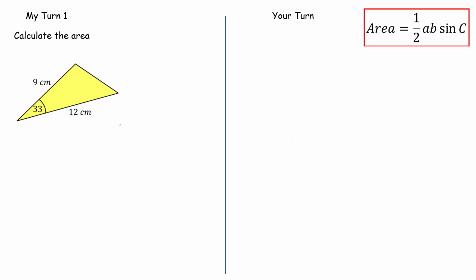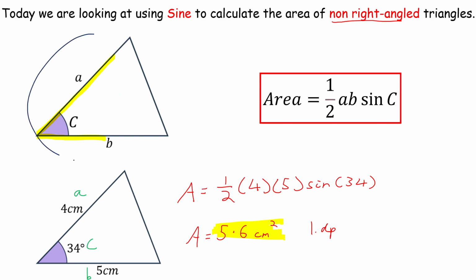But this one here again, very similar to the previous one. It says calculate the area of this triangle. We'll begin again by labeling up your triangle. It's really important that this triangle is in the same format as the way that we label our triangle over here, which it is.